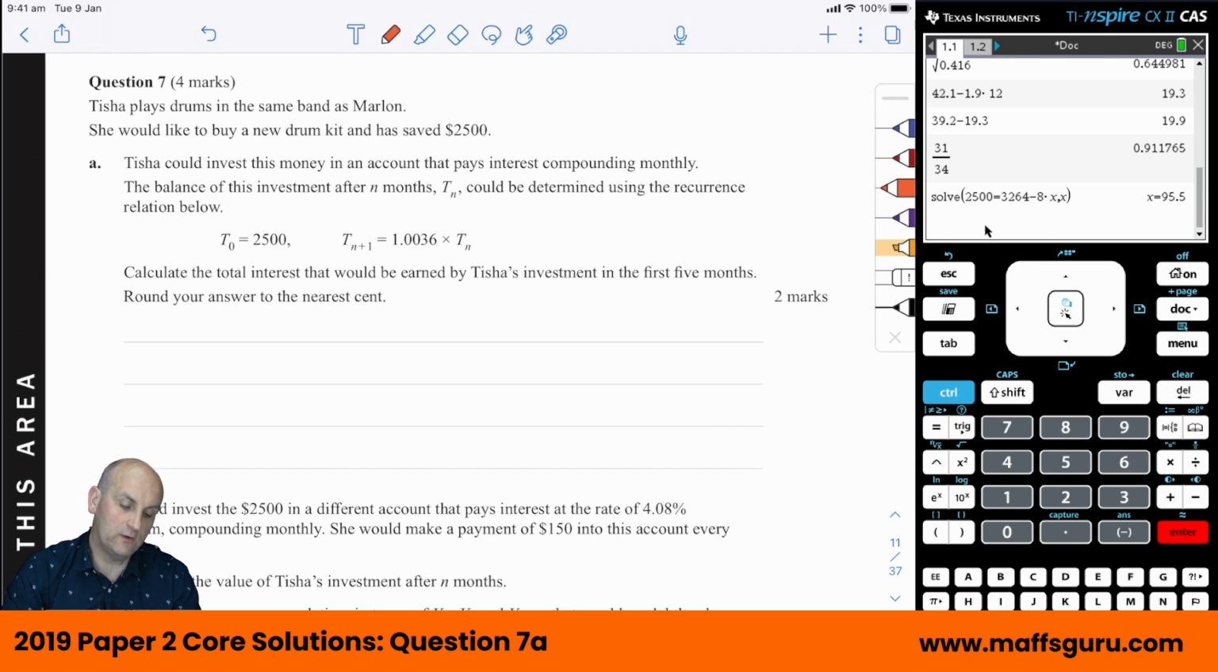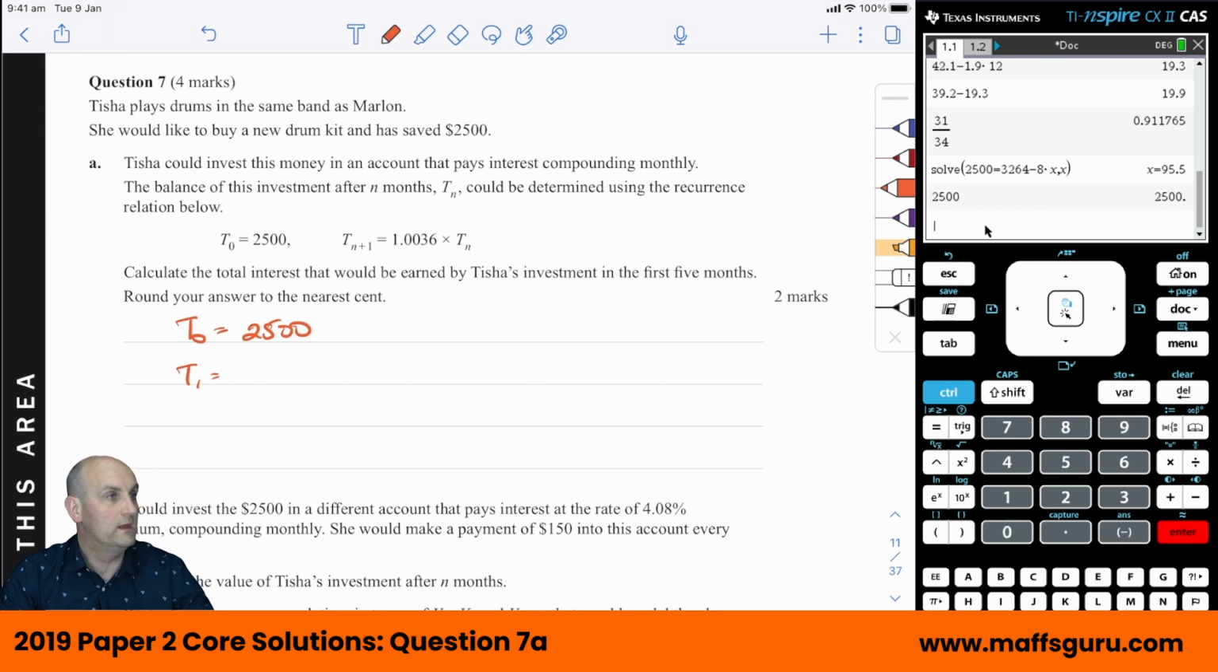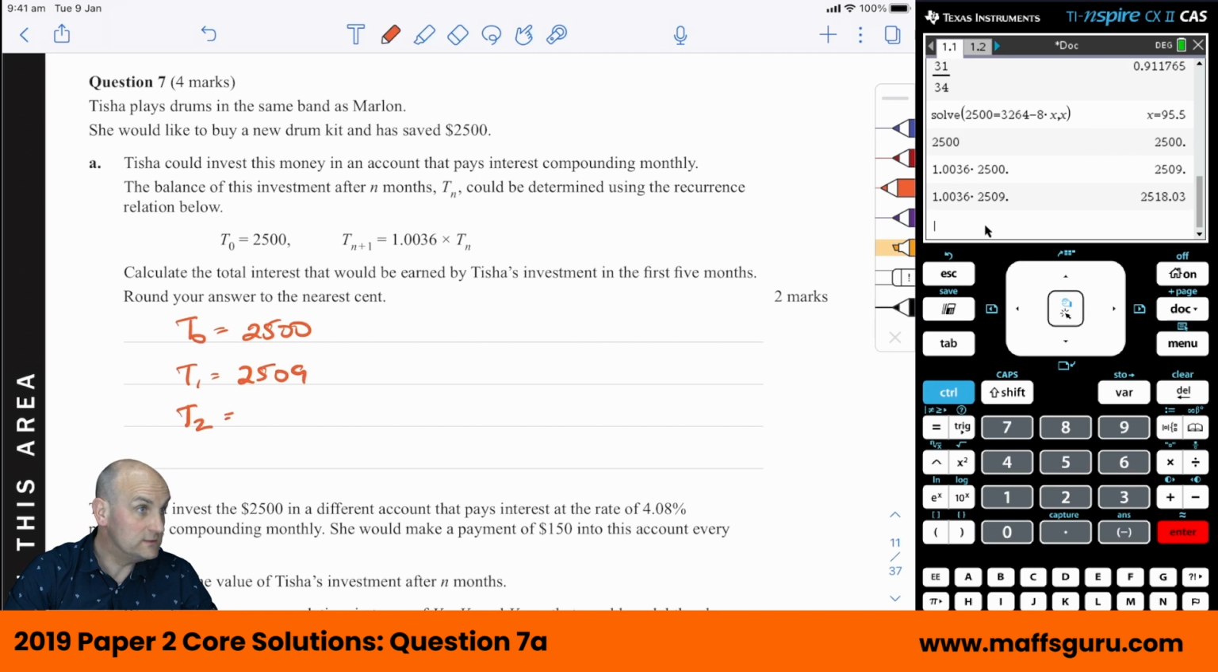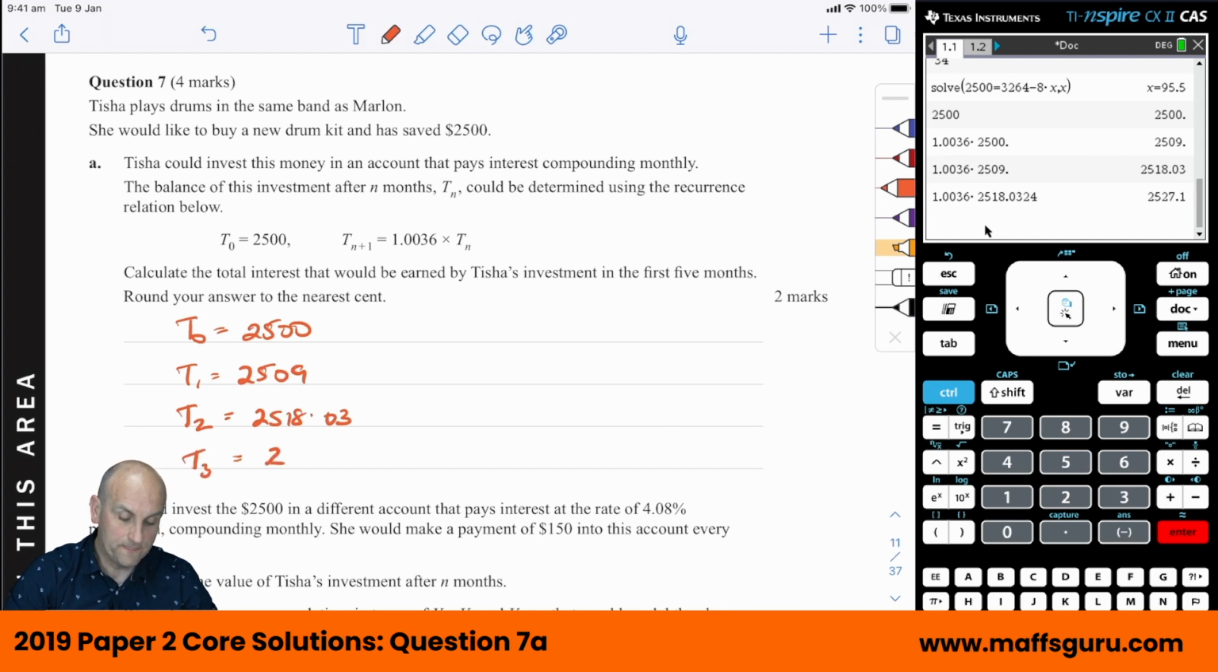Okay, so total interest will be earned by Tisha in the first 5 months. So we know that T0 is equal to 2,500. So we've got T1 equals, and I'm going to basically say 2,500 and enter, because that's going to go into my memory. To get to my next value, I'm now going to do 1.0036 times my previous answer. So when I do that, I get 2509. T2 is equal, and all I'm doing is just writing down what my calculator says.